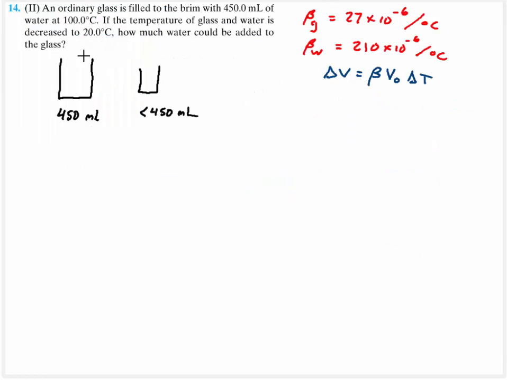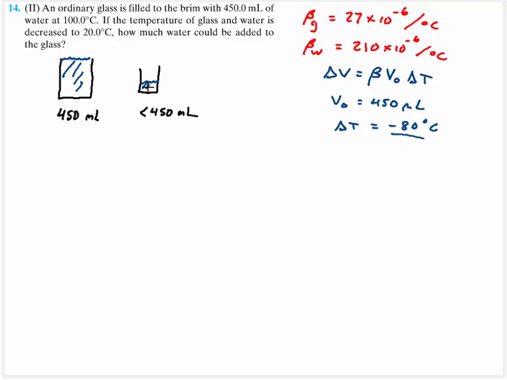And now a problem with volume expansion. I have some glass, and it's filled with some initial volume of 450 milliliters. So I've got my 450 milliliter beaker, fill it up with water, and then I'm going to change the temperature. Well, I'm going to go from 100 degrees down to 20 degrees, so my change in temperature is going to be negative 80 degrees Celsius.